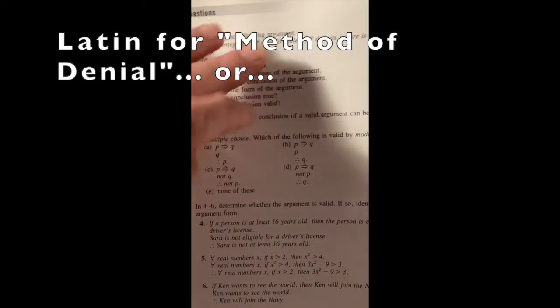In 4 to 6, determine whether the argument is valid. Okay, if a person is at least 16 years old, then the person is eligible for a driver's license. So that's if P, then Q. Sarah is not eligible for a driver's license. So that's not Q. Sarah is not at least 16 years old. That's not P. And that's modus tollens, this one right here. Okay.